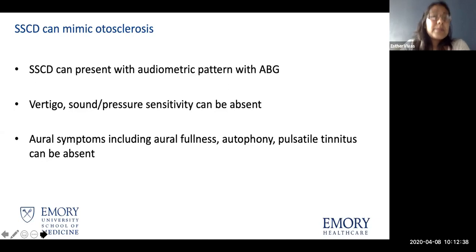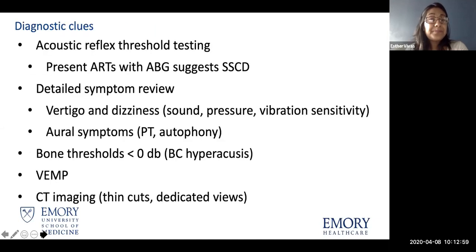But the oral symptoms, they can have other symptoms, not just vestibular symptoms, but they can have some fullness, some autophony, pulsations in the ear can be present or absent. But it's good to just kind of go through these things in a patient you're first evaluating for a conductive hearing loss, just to get an overall big picture.